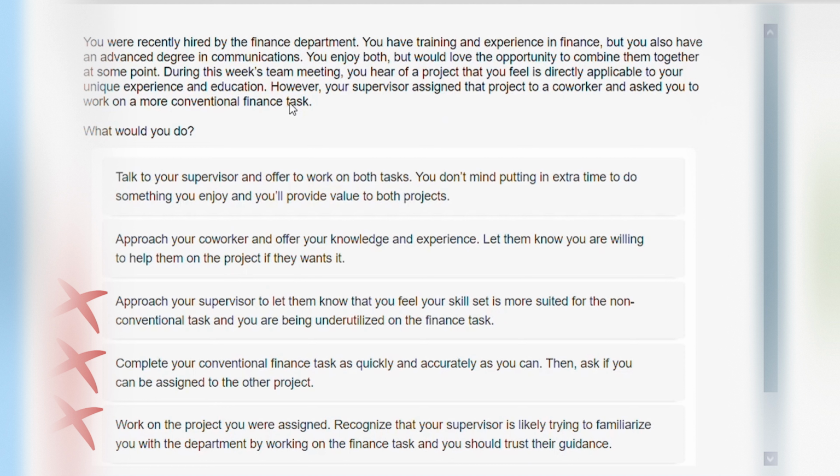So I would be picking something between option 1 and 2. I think I'll pick option number 1, because this makes the supervisor aware of where you can add value, where your energy is, and that you're ready to put in extra time.